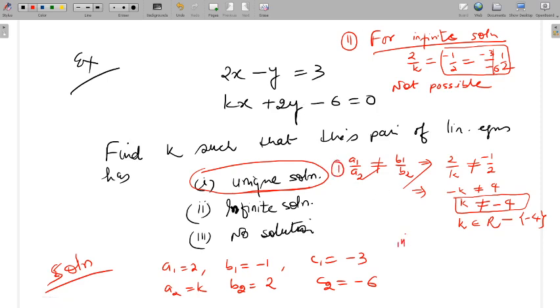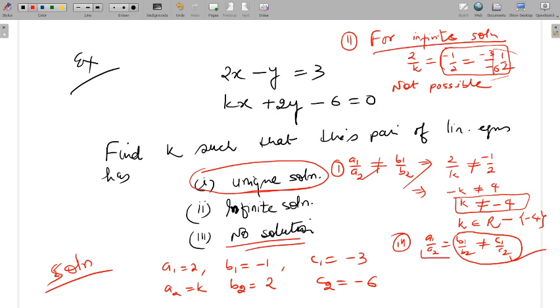Now look at the third part. Third part is that this would have no solution. And the condition for no solution is a1 upon a2 should be equal to b1 upon b2, and this should not be equal to c1 upon c2. Now see, b1 upon b2 is not equal to c1 upon c2. This we have already seen. Minus half is not equal to half. They are not equal. So this condition is already satisfied.